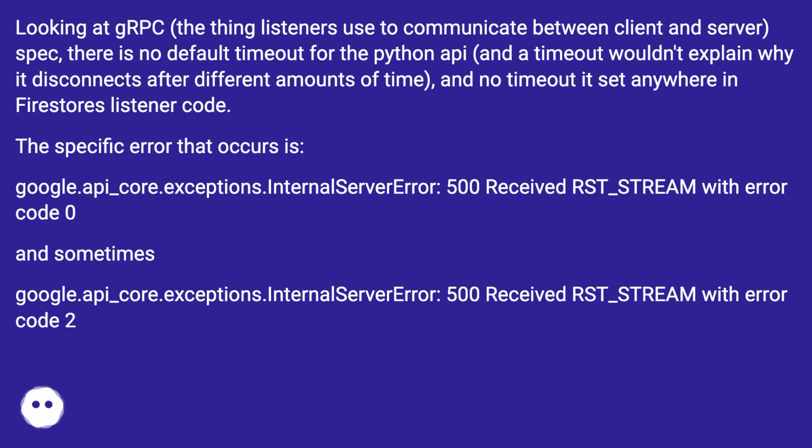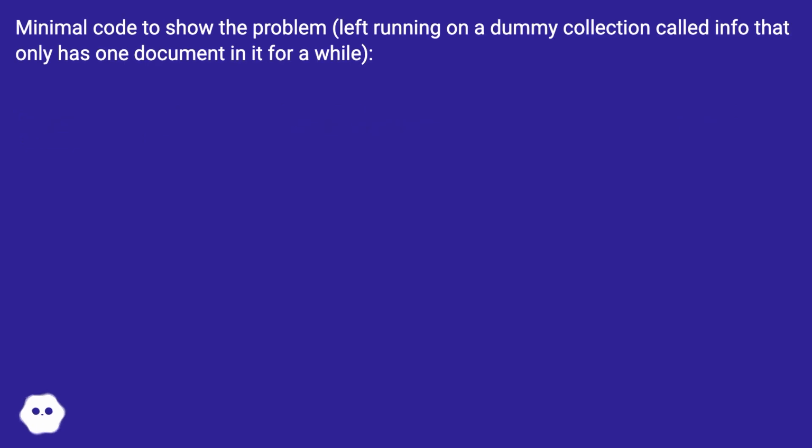And sometimes google.api_core.exceptions.InternalServerError: 500 Received RST_STREAM with error code 2. Here is minimal code to show the problem, left running on a dummy collection called info that only has one document in it for a while.